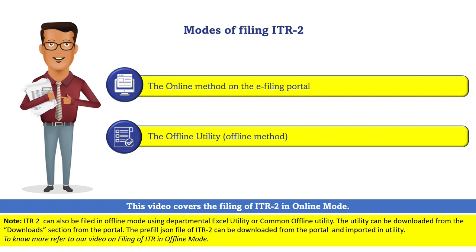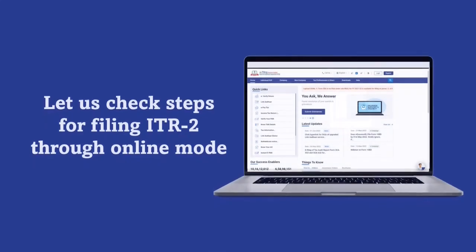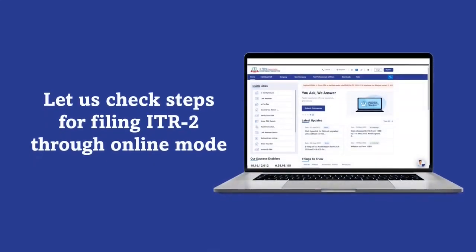The utility can be downloaded from the Downloads section from the portal. The pre-filled JSON file of Form ITR 2 can be downloaded from the portal and imported in the utility. To know more, you may refer to our video on filing of income tax return in offline mode. Let us now see the steps for filing Form ITR 2 in the online mode.